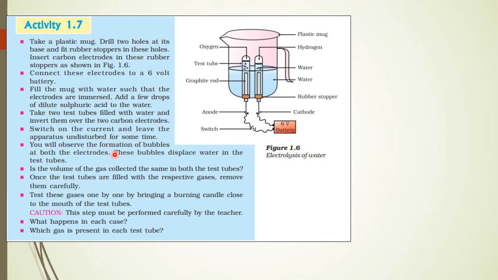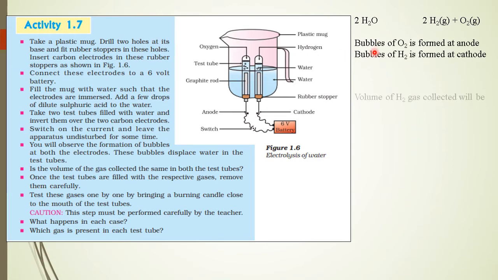What will you observe? You will observe the formation of some bubbles. There would be bubbles in both the test tubes. Now what has occurred? Just understand what has occurred. The water that you had taken in the test tube and inserted over the graphite rods actually undergoes an electric decomposition to give H2 gas and O2 gas.